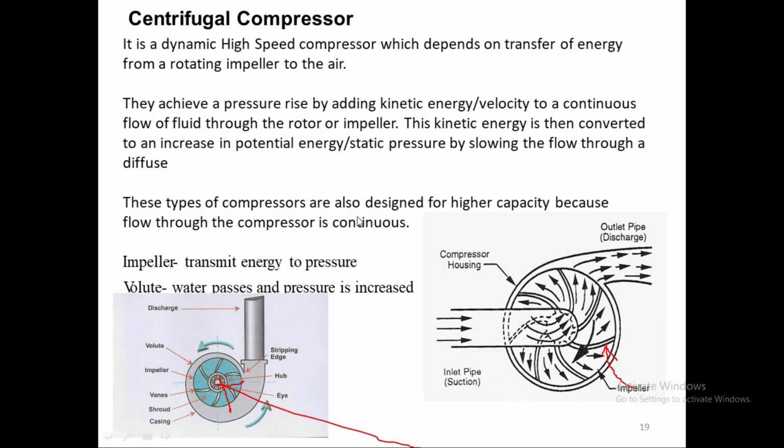These types of compressors are also designed for higher capacity because flow through the compressor is continuous, as opposed to a batch type process, which is the positive displacement. This one is a continuous process. The impeller transmits energy, and the volute transmits energy which is converted to pressure.